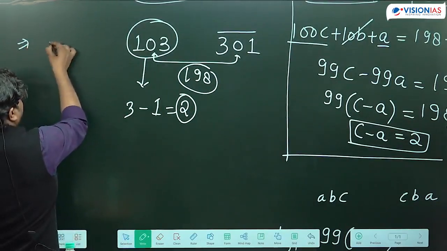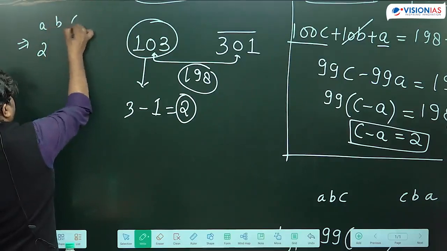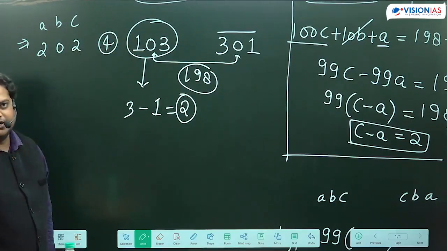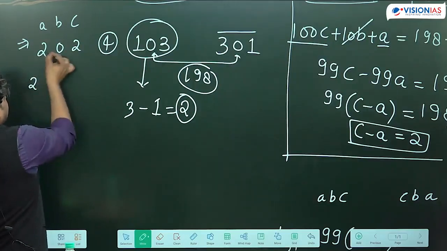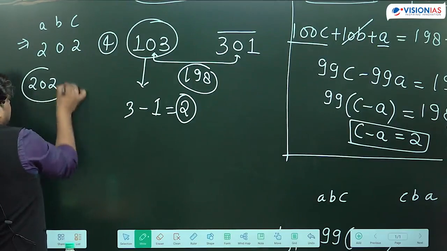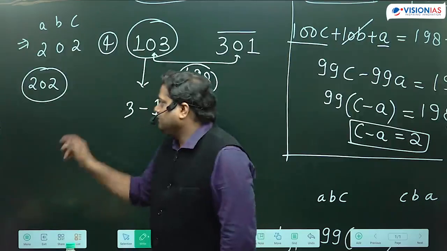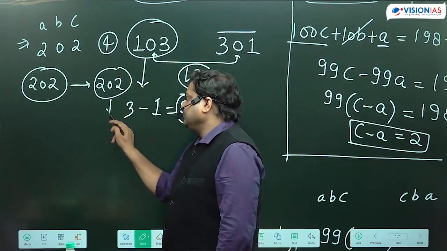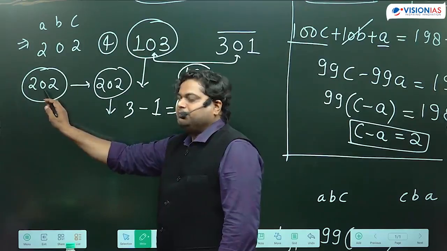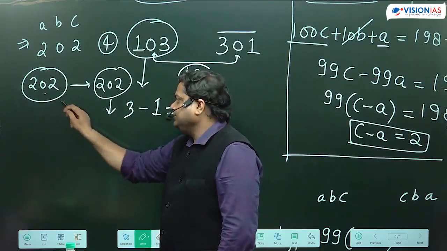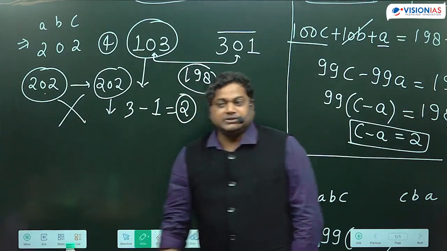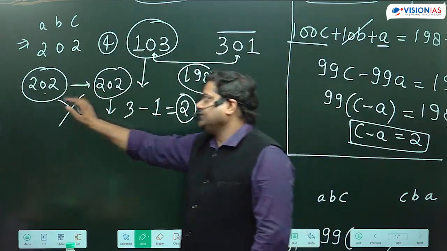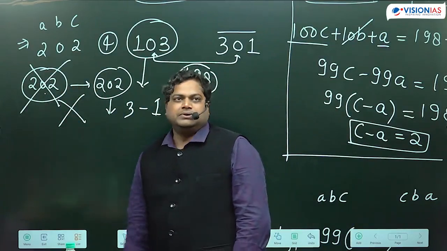वन स्टूडेंट इज सेइंग कि इफ वी टेक दिस एज 202, तब भी सम आ रहा है 4, तब भी वी आर गेटिंग सम 4. तो 202 is that number. If we assume कि 202 is that number, if we reverse the digits, again we are going to get 202. So this 202 is not 198 more than this number. ये तो है ही नहीं. That means this cannot be a possibility because second statement भी तो है. That also need to be fulfilled. Fulfill नहीं हो रही है condition. That is why we cannot take this 202.